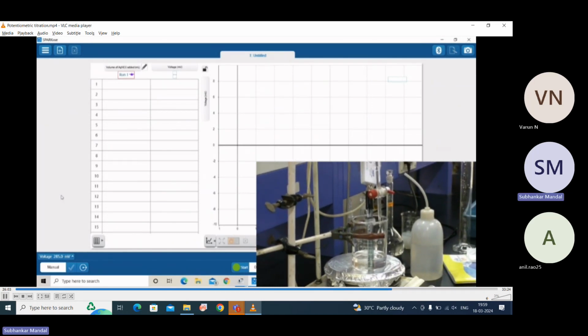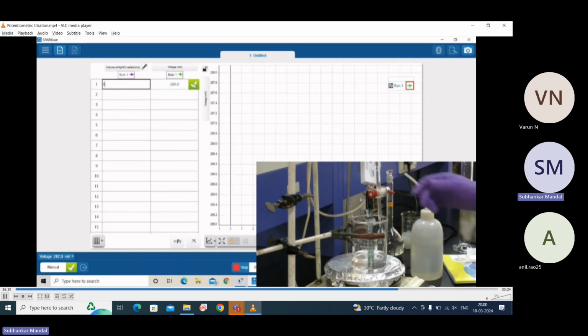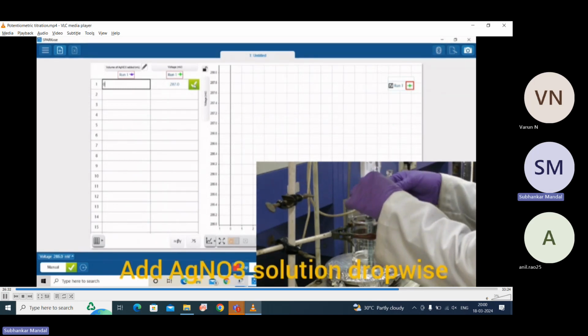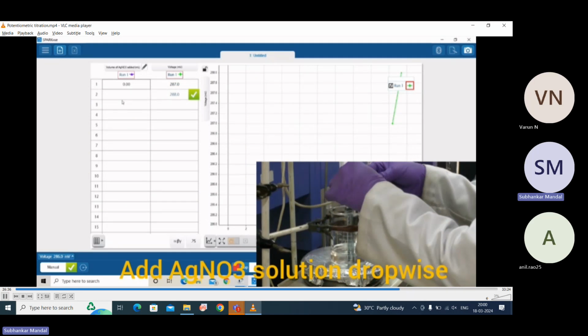From the burette, you can put the analyte. Here you can see there is a change in the potential. It is giving the potential. Now, how much analyte you are adding, you can put in the x-axis, and in the y-axis it will give the potential.